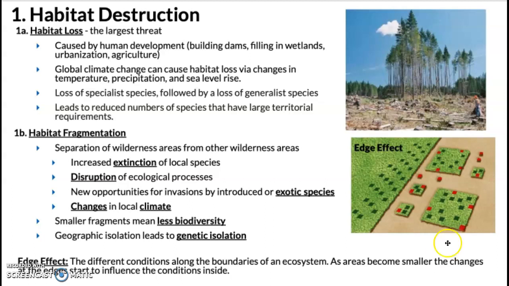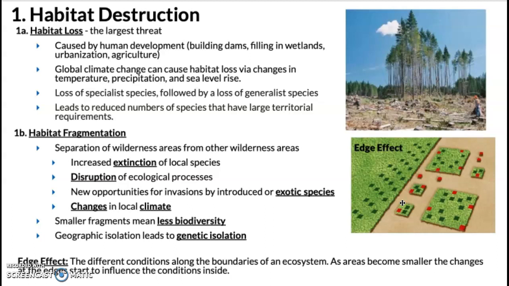So if you had a forest population here, trees actually provide climate regulation by providing shade and absorbing some of the sunlight, which would make it cooler. So if we remove those trees, we would lose some of that climate regulation. Smaller fragments mean less biodiversity, which relates back to the theory of island biogeography. A smaller habitat is going to be able to support fewer organisms, so we would have fewer species there.